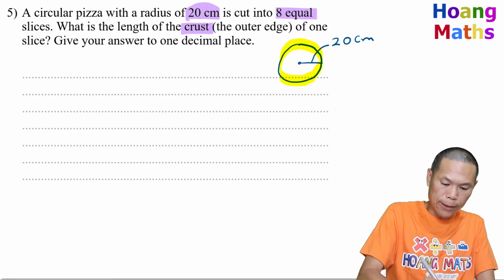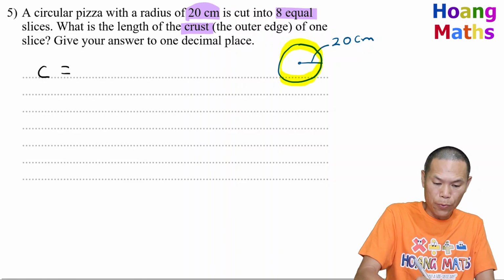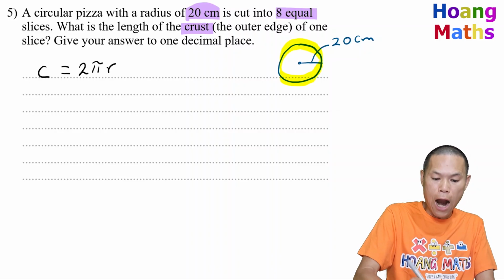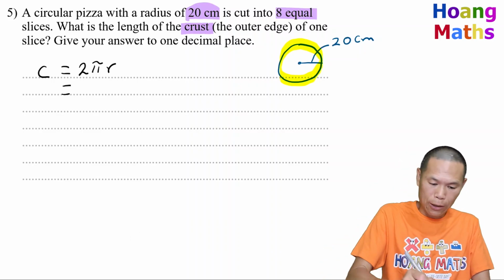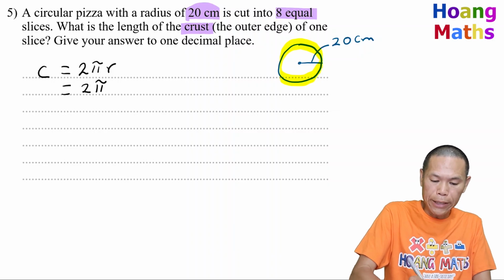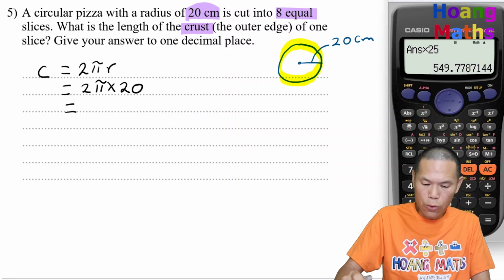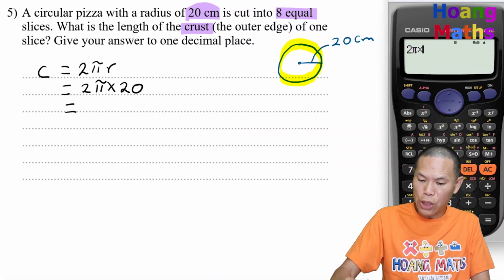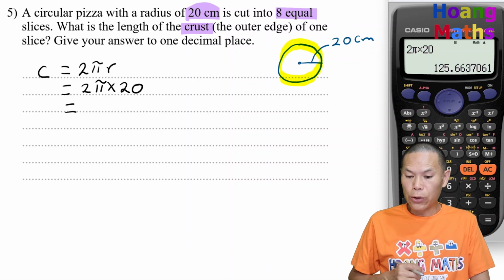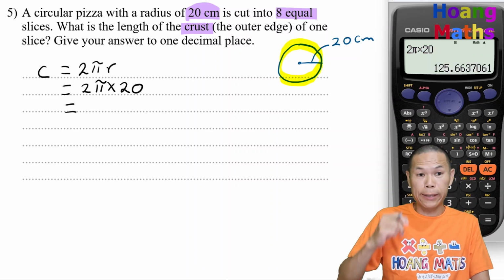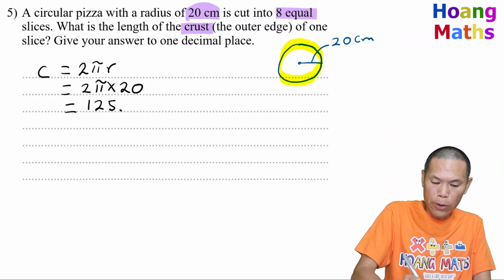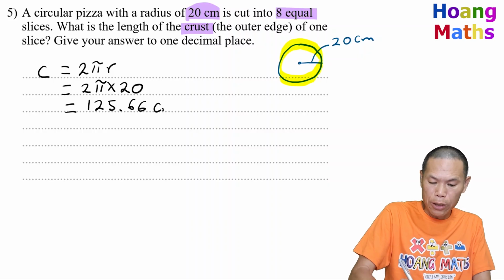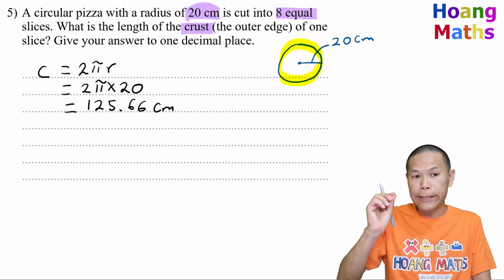So C, the circumference of a circle, is 2 pi r. R is the radius, and that is 20 centimeters. So that means 2 pi times 20. Just go 2 shift pi times 20, and that is 125.66 centimeters will do. And then we need to cut it into 8 slices.